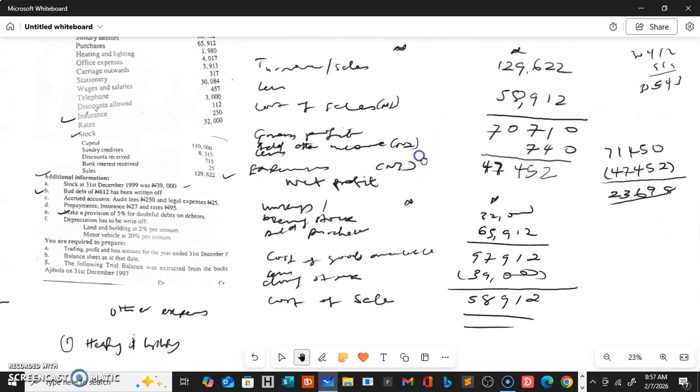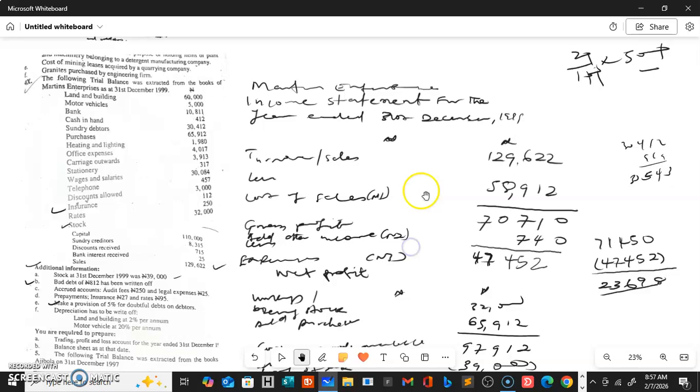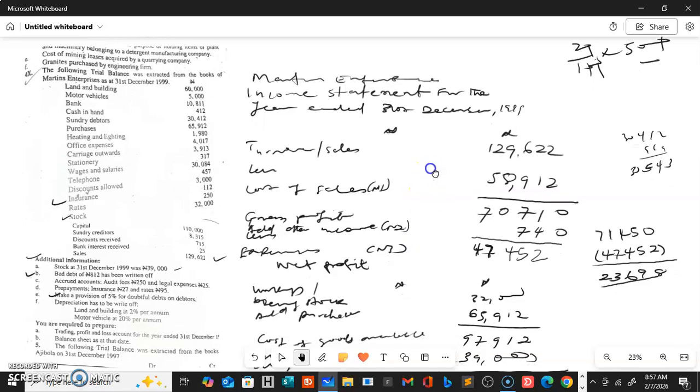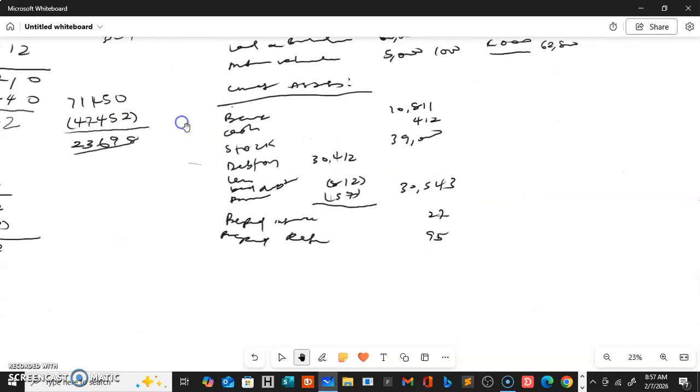Let us quickly go back. So we don't have land or motor vehicle. Let's go back up to the trial balance. So I think we are done with that. Okay, so let us add up. Pray this balance up. Okay, so 10811 plus 412, that is 11223.